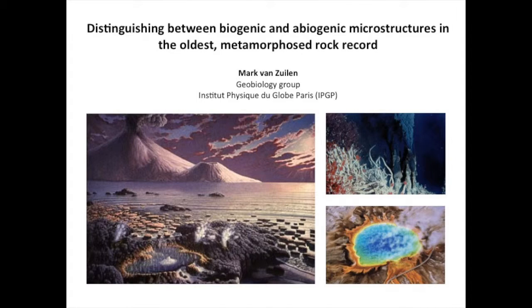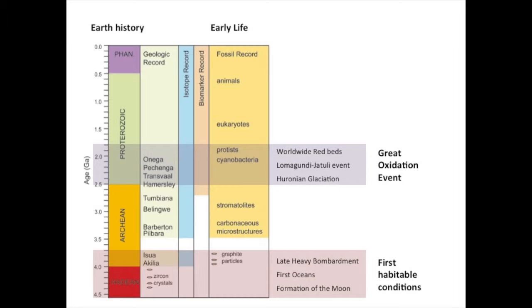I'm going to talk to you about the earliest part of Earth history and the difficulty we have with distinguishing between biogenic and abiogenic structures. If you look at Earth history, this is here now shown in billions of years. If we look at the earliest part, the Hadean, the first 500 million years, there's basically nothing we know about this, simply because we don't have a rock record.